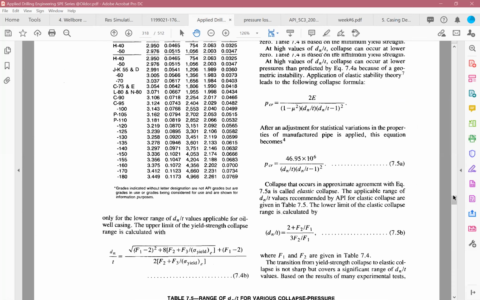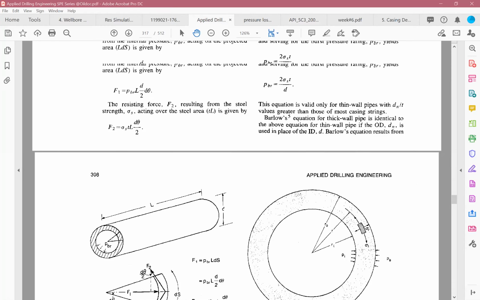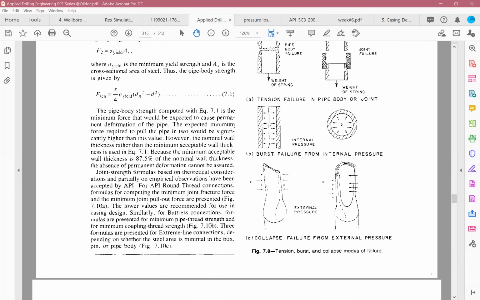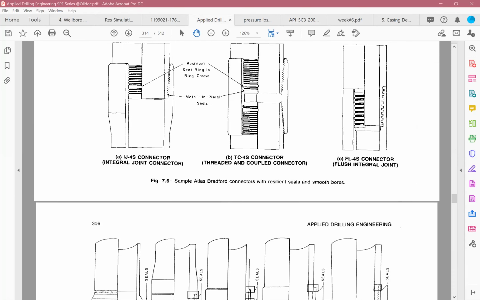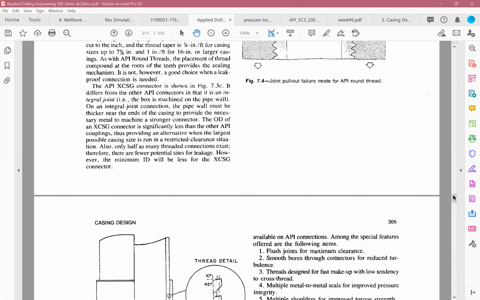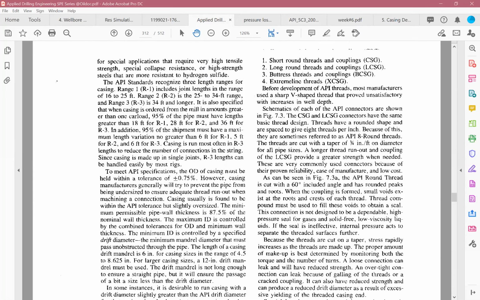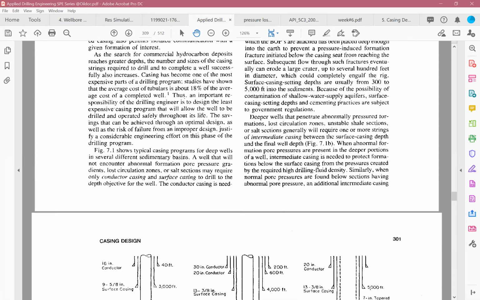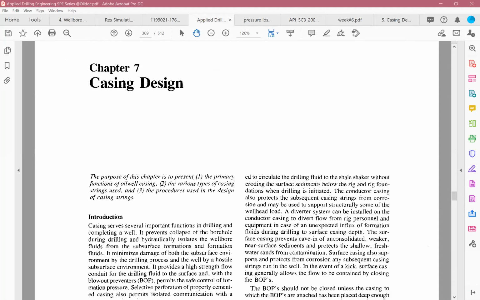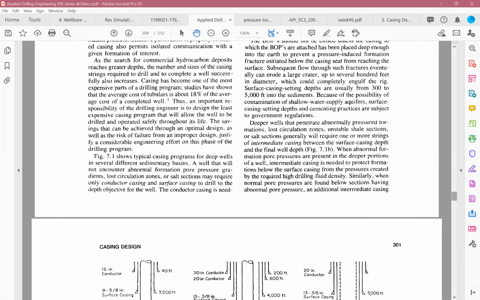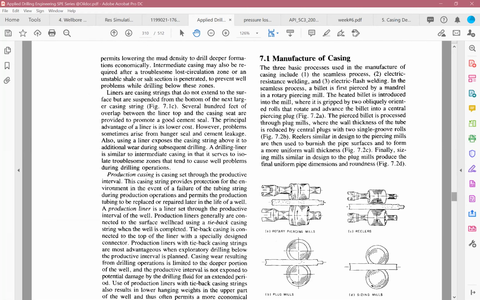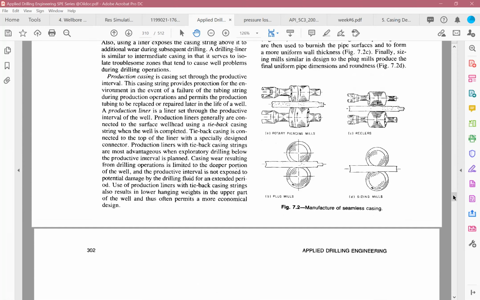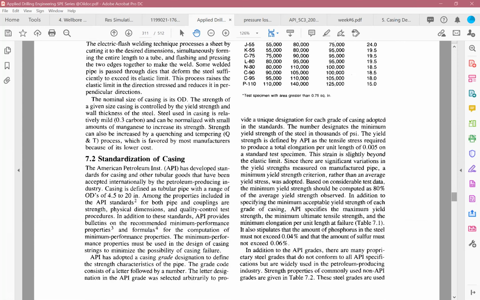That's chapter 7 of your book, and it's all about casing design. The equations might be very complex, but we will go over them. I just want to find that number. How much elongation should you have for casing? It's good also if you guys want to go and read this chapter. It gives you a lot of information.